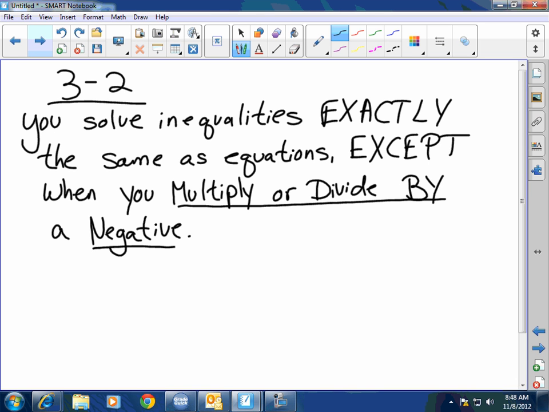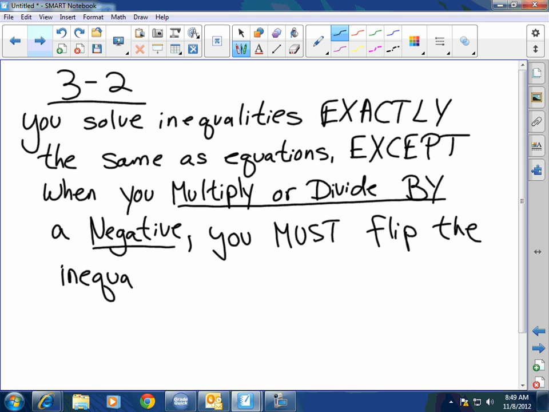So if we're just dealing with addition and subtraction, there's nothing to change. You solve multi-step equations just the same as you solve multi-step inequalities. The only difference is when you multiply or divide by a negative, you flip the inequality sign. When you multiply or divide by a negative, you must flip the inequality sign. So if it's greater than, you make it less than, etc. We'll get into that in a second.